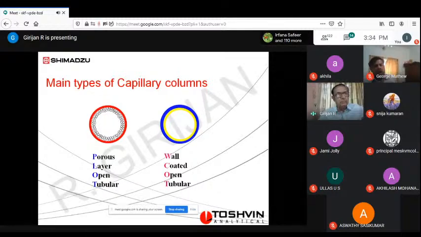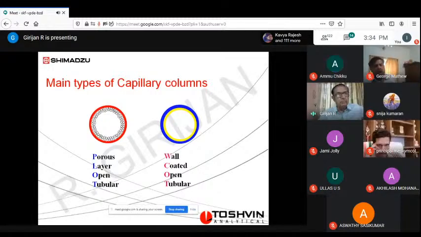But the more widely used column is the second one. That's the right-hand side one, the blue color ring, the wall-coated open tubular column, or WCOT column. And here you can see inside there's a yellow ring. That's a thin layer of your stationary phase, which is an organic liquid, coated as a very, very thin film, where the thickness can vary from, say, 0.1 micron up to around 5 micron. And the inside wall is coated. That is why it is known as wall-coated open tubular column.